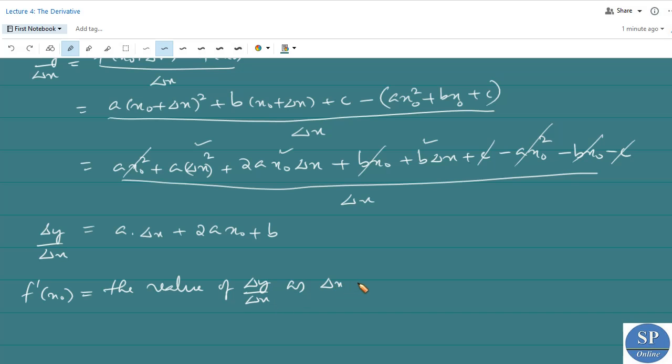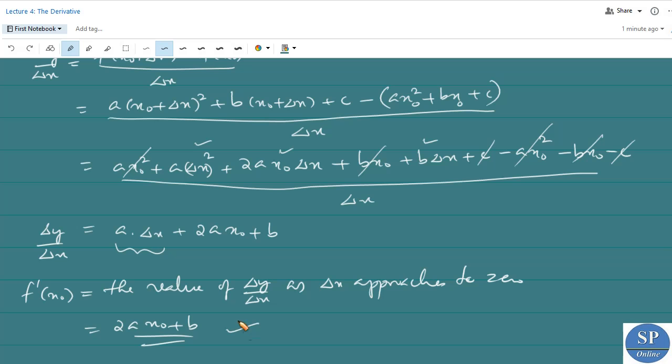as delta x approaches 0. Okay, we know that as delta x approaches 0, thus delta y by delta x approaches 2a x naught plus b. That will be the derivative of f at the point x naught. That is denoted by f dash of x naught. Okay, so f dash of x naught is obtained by approximating delta y by delta x as delta x tends to 0, right?